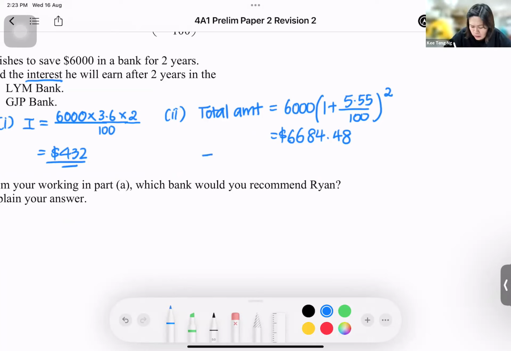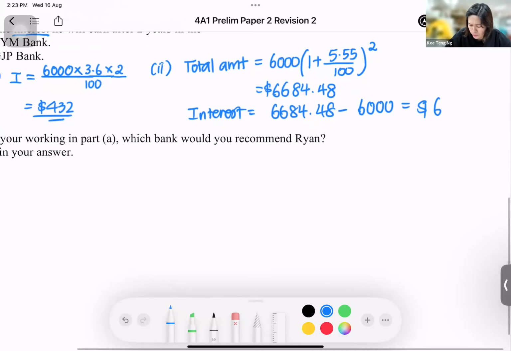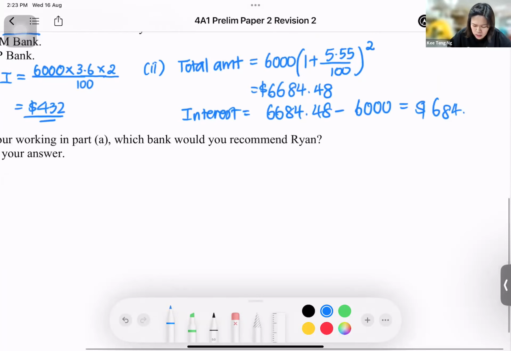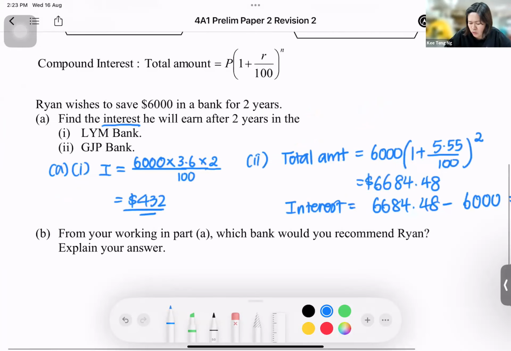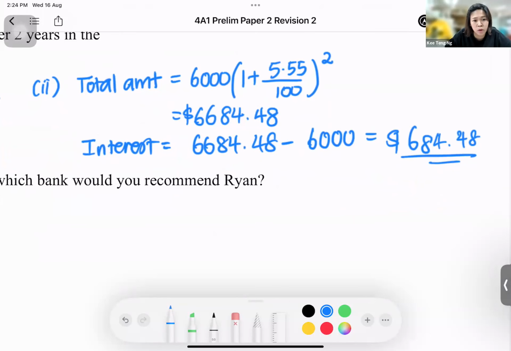So in this case, to find the interest that he earned, I'll take this one, 8,484.48, minus away his original $6,000, which will give me $684. Okay, did they say nearest ten or anything? They never say, so it will be 2 decimal places. Okay, so this one will be 2 decimal.